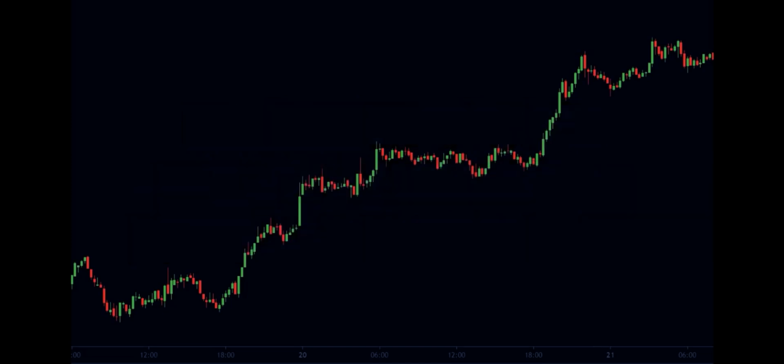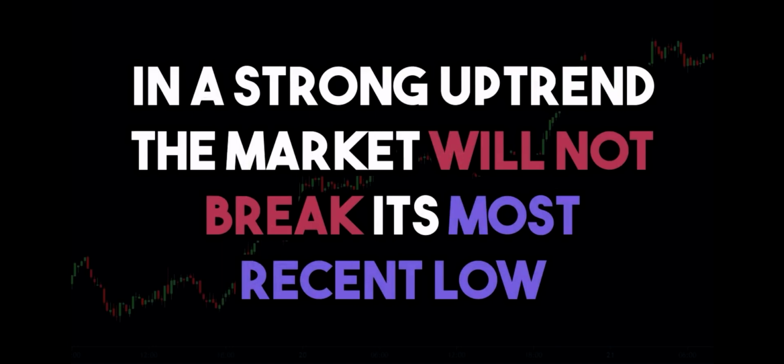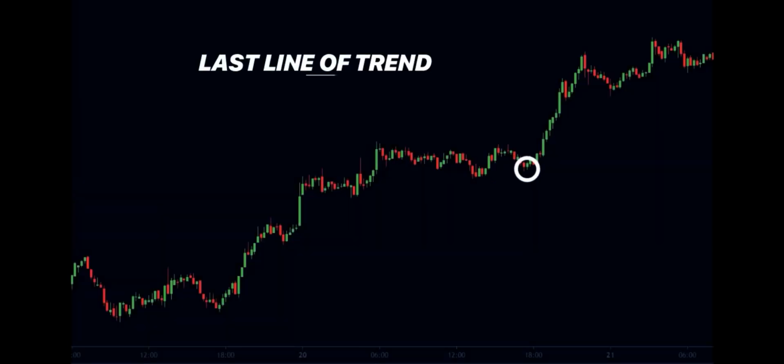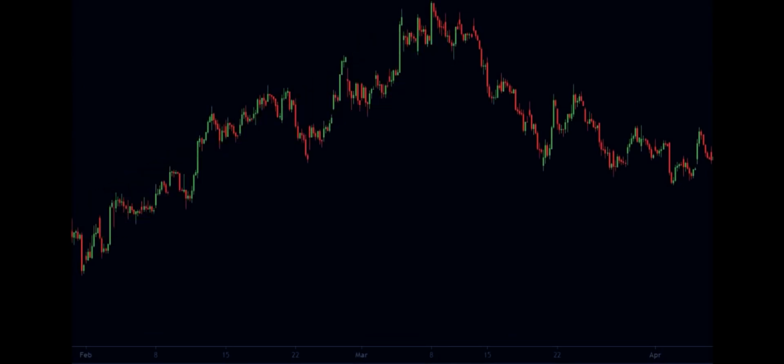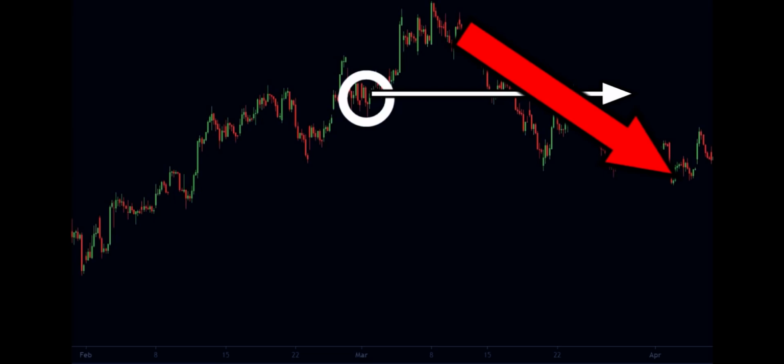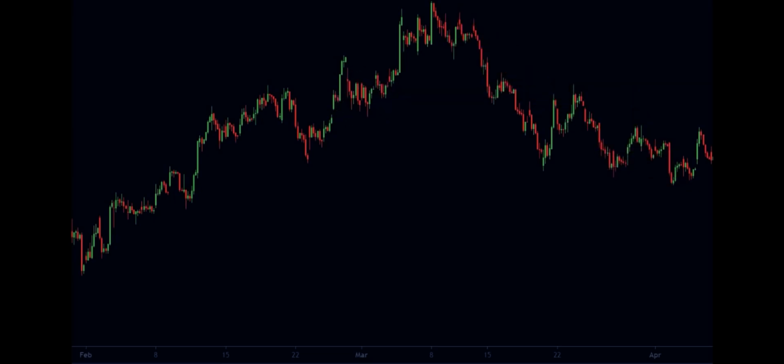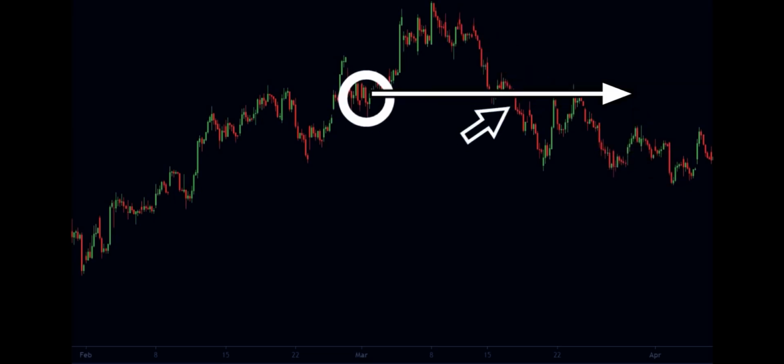The market will keep on making higher highs and higher lows until the trend changes. In a strong uptrend, the market will not break its most recent low. Hence, the most recent low is the last line of the trend. Whenever the price is in an uptrend, and it breaks its most recent low, we can expect a reversal or a deep pullback. Either way, we can short the market when it breaks the recent swing low.